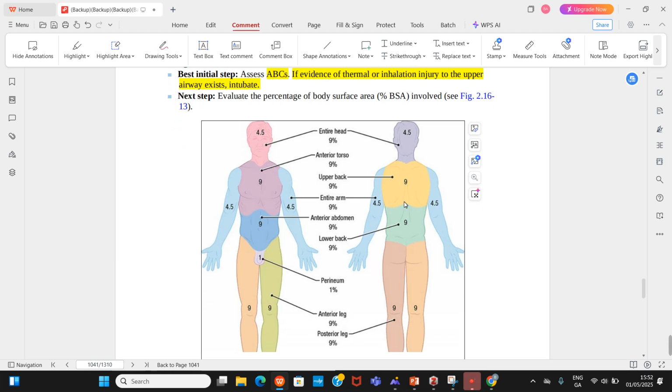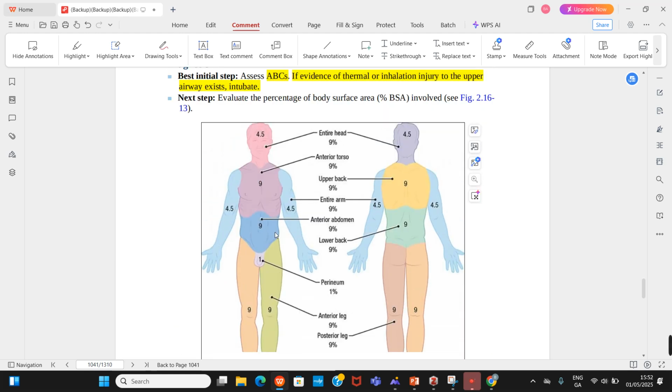So how do we calculate the surface area of the burn so that we know the amount of fluid we are going to deliver when we get to stage C? The only ones that have a smaller number are the head and the upper limbs. Other ones, you give 9. Head and upper limb, you give 4.5 each. So the rule of 9: front of the head, 4.5. The back of the head, 4.5. The front of the upper limb, 4.5. The back of the upper limb, 4.5.